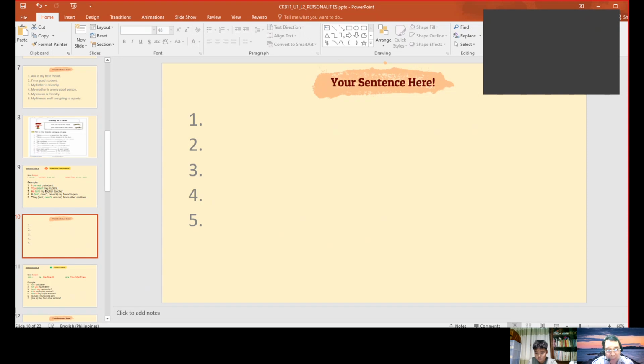And then number four, don't forget to put a punctuation mark also. Number five is very good. That's correct. So no need to edit number five. Just edit two, three, and four.